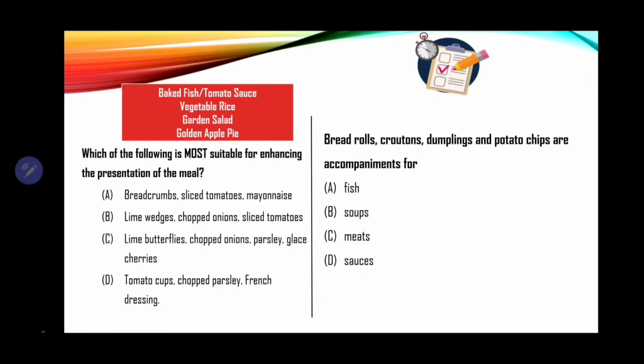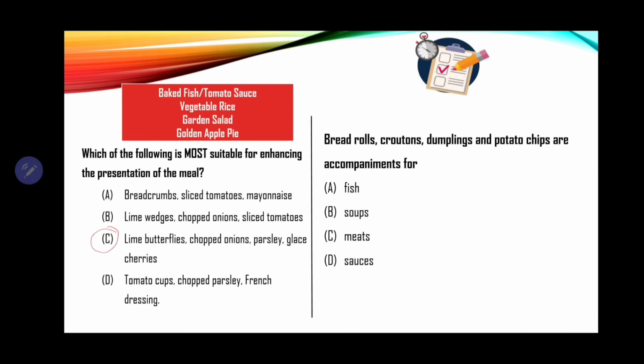Now, the correct answer here, guys, is C. So there's lime butterflies, chopped onions, parsley, and also the glacé cherries to decorate that golden apple pie. Next question.